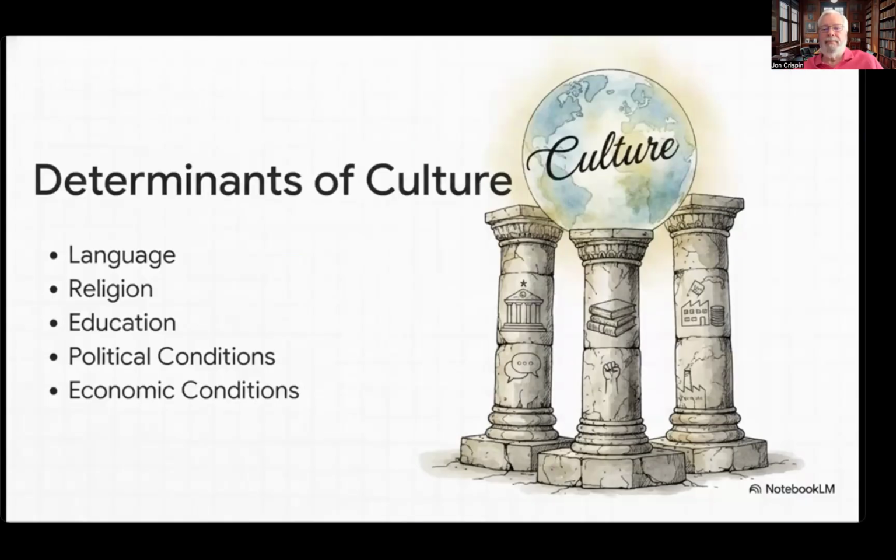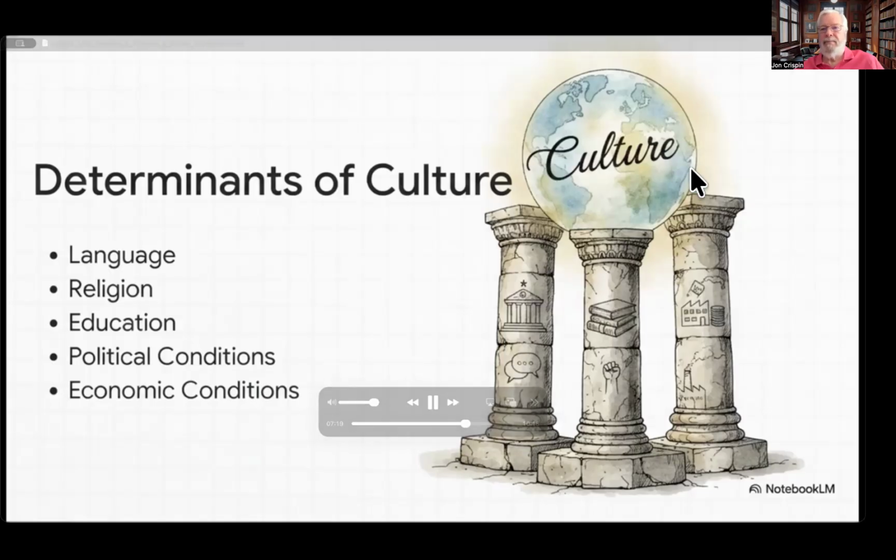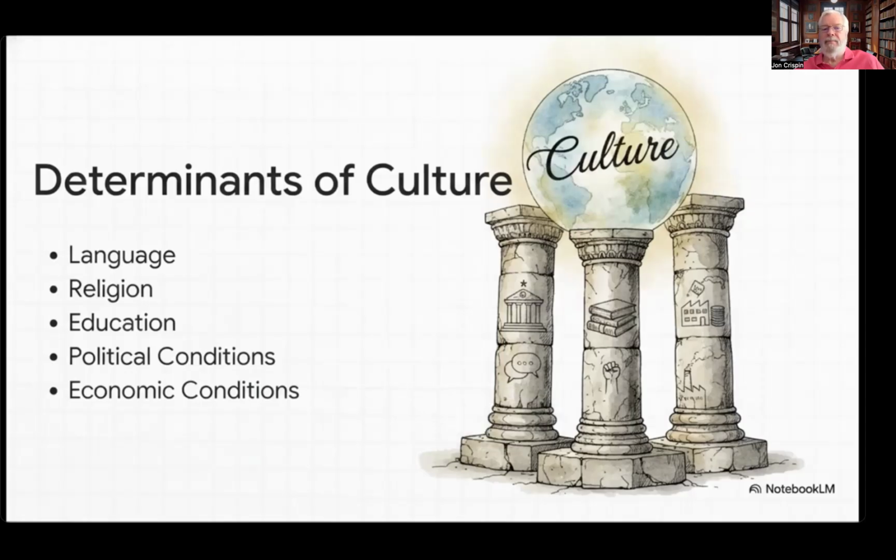They're built on very real, factual, historical pillars. For starters, there are over 7,102 living languages in the world today. There are dominant religions that entirely dictate weekly work schedules. There's the local education system. And crucially, there are political and economic conditions.